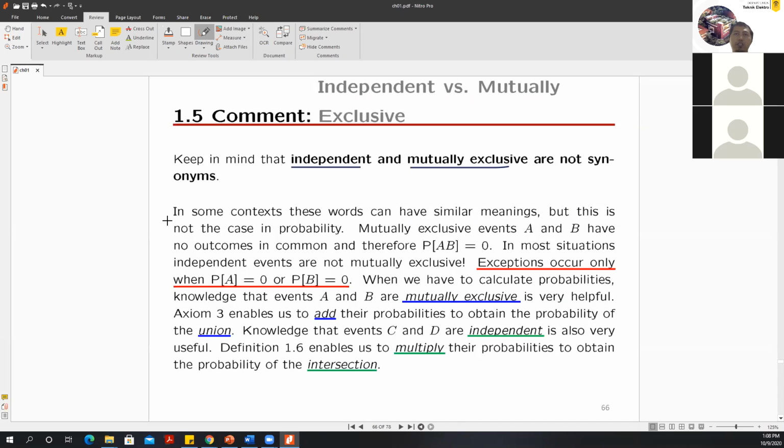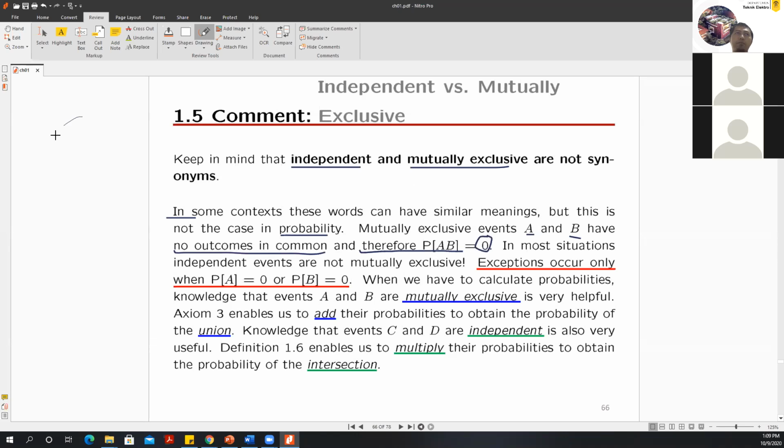Let's read this paragraph clearly. For example, in some contexts these words can have similar meaning, but this is not the case in probability. Mutually exclusive events A and B have no outcome in common. Therefore, the joint probability of A and B becomes 0.